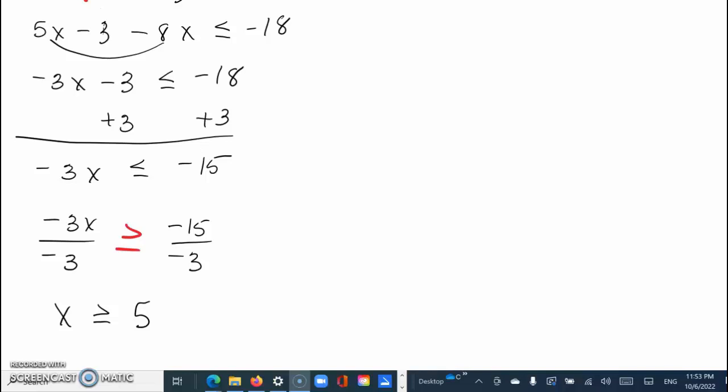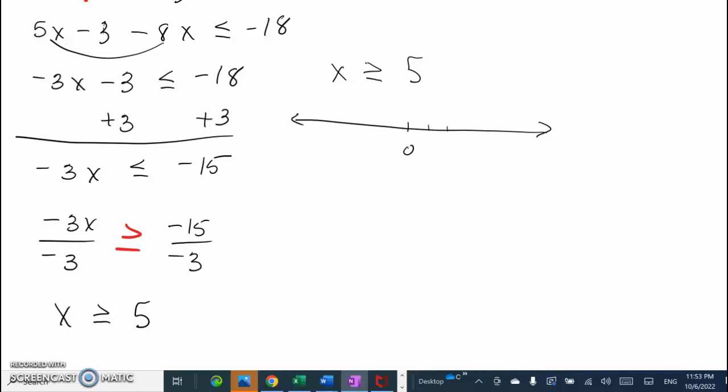If you are asked to graph this inequality, x is greater than or equal to 5, you would have to draw a number line. There's your 0. It's 1, 2, 3, 4, 5. Now, it's all real numbers greater than or equal to 5. So in this case, at 5, I'm going to draw a closed circle, fill it in, and then in which direction do we go? We go in that direction. That would indicate that the solution to this inequality is an infinite set of all real numbers greater than or equal to 5, starting at 5 and going to the right.